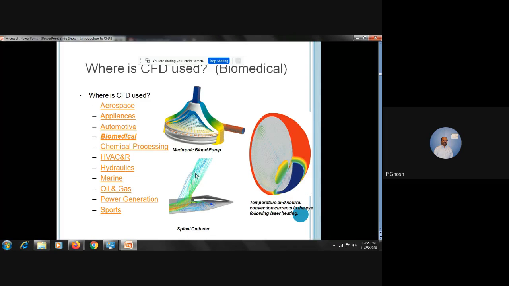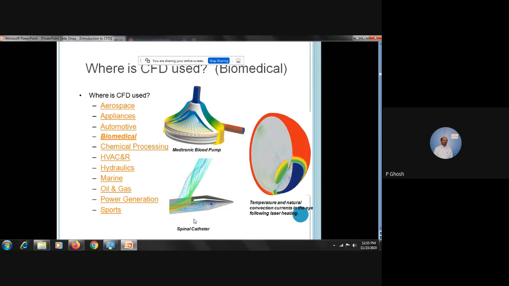The spinal catheter: when we do a long operation, if you give a very high dose of anesthesia, then eventually the patient may die. He may not come back, depending on his health.